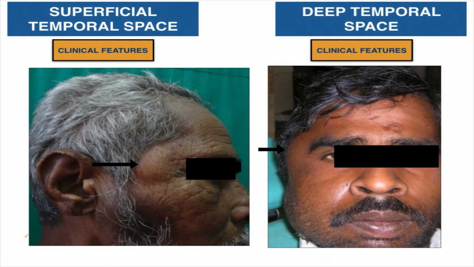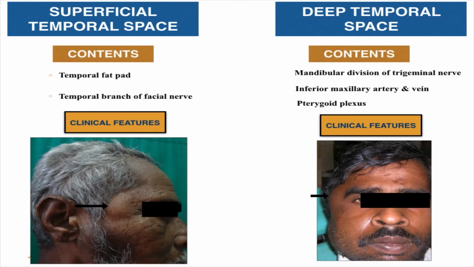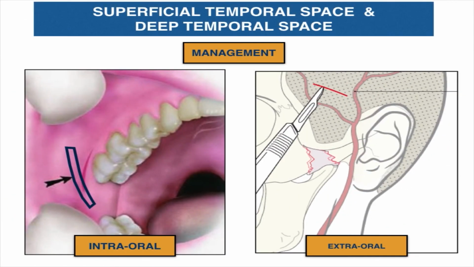The hallmark clinical sign of temporal space infection is a dumbbell-shaped swelling close to the lateral wall of the orbit. The contents of the superficial temporal space is temporal fat pad and the temporal branch of facial nerve. Contents of the deep temporal space include mandibular division of the trigeminal nerve, internal maxillary artery and vein, and the pterygoid plexus. Management of the temporal space infections can be done intraorally through incision at the mid-ramus level or extraorally through incision similar to the Gillies approach.